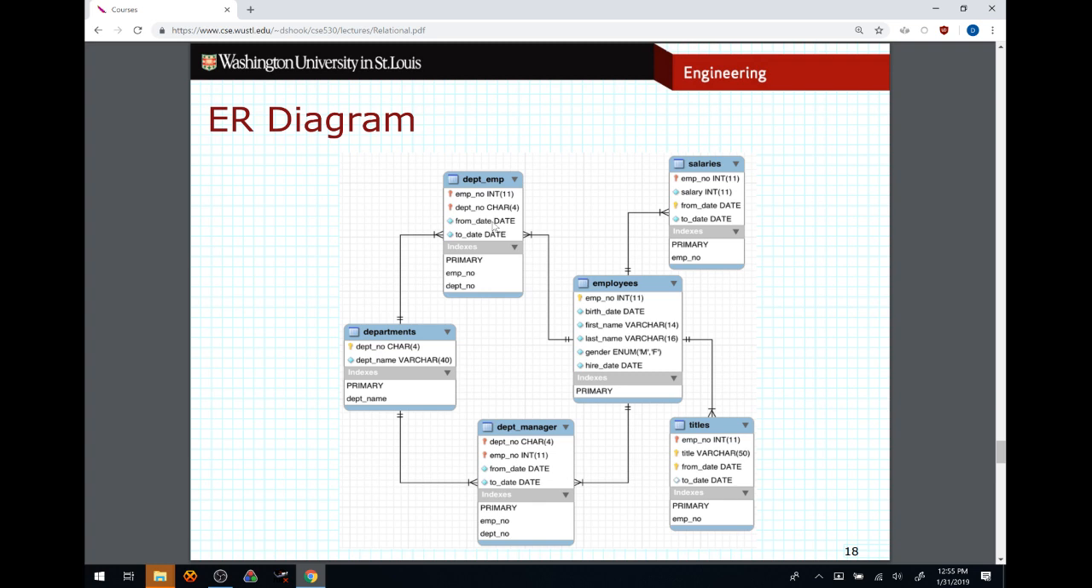Well, what are the columns that I'm interested in? Employee number. On. What am I looking for? On employee number. Equals department employee dot employee number. Okay, so I've joined those 2 tables together.